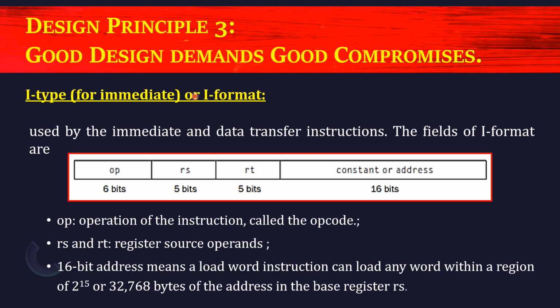The second type of instruction format is the I format. I stands for immediate. It is used by the immediate and data transfer instructions. The fields of the I format are 6 bits for representing the opcode of the instruction, the next 10 bits for the register source operands, followed by a 16-bit address. The 16-bit address means a load word instruction can load any word within a region of 2 raised to 15, that is 32,768 bytes of the address in the base register RS.